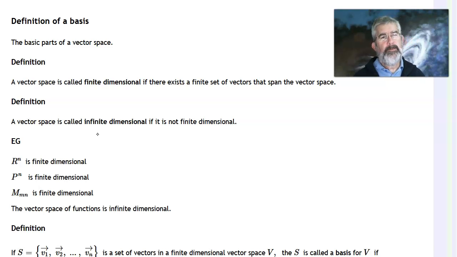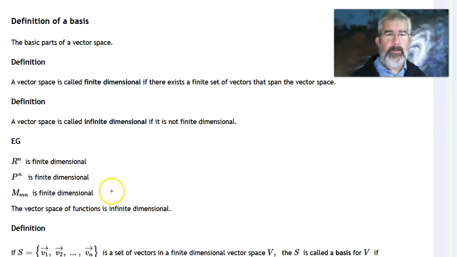Now, the notion of dimension here, we haven't defined at all. This is sort of our first definition of dimensions, finite or infinite dimensional. In the next section, we will actually talk about specific dimensions to be able to say, oh, this vector space is 3-dimensional or 5-dimensional or whatever. But for the moment, it's just finite or infinite.